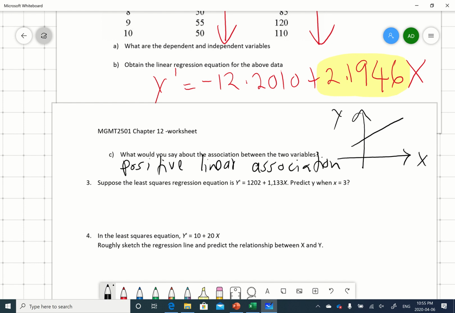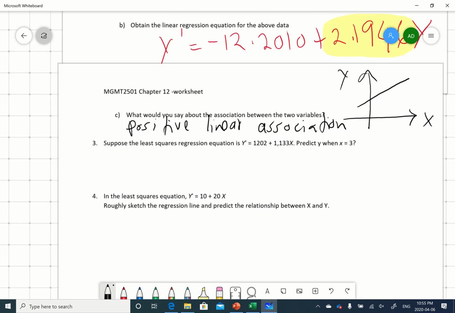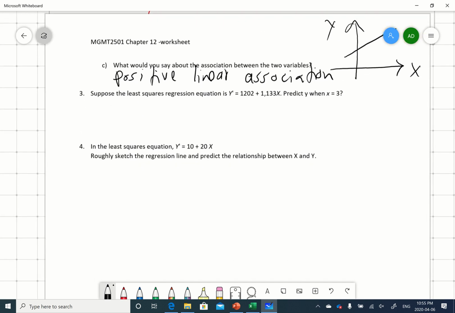Okay. And number 3, suppose the least square regression equation is this. Predict y when x is 3. So you already have the regression equation, 1202 plus 1133x. So we need to predict what would be the y value when x is 3.